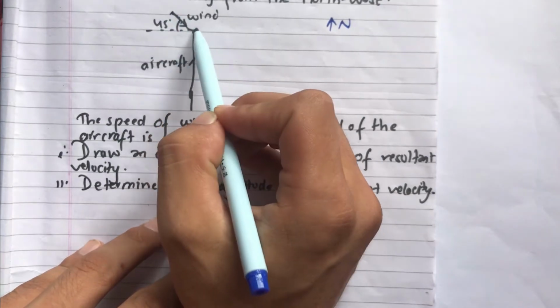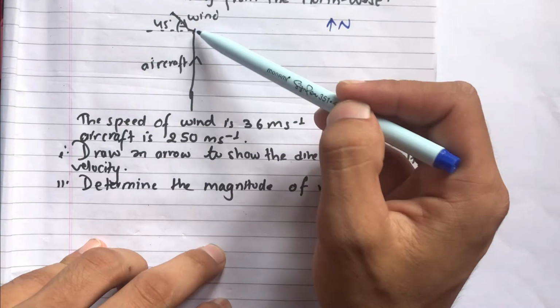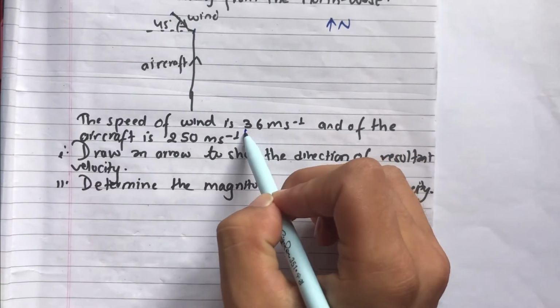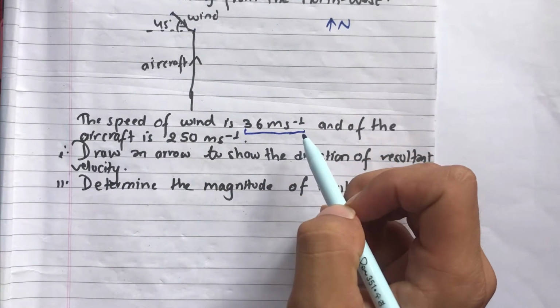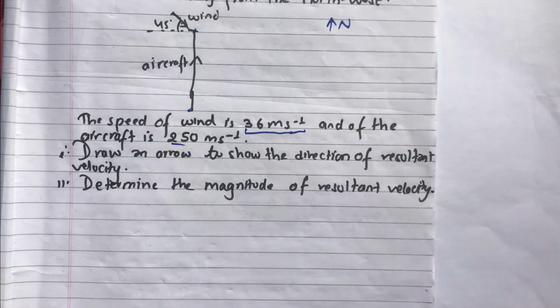So this distance here, since it was drawn to scale originally, would scale up to 36 meters per second, and this distance here would scale up to 250 meters per second.